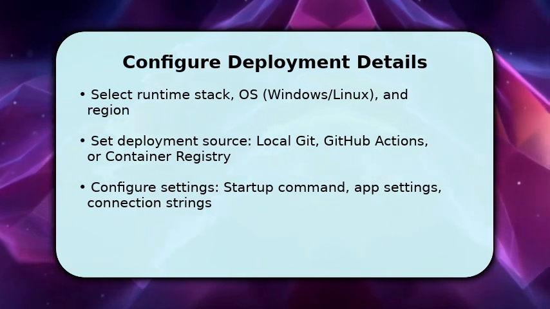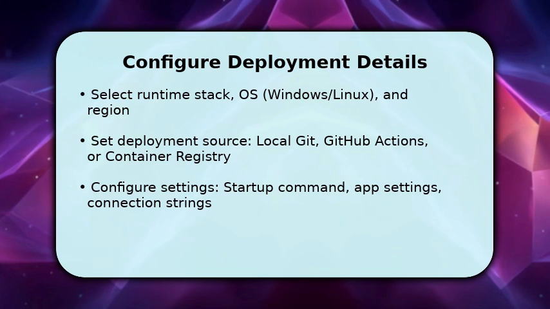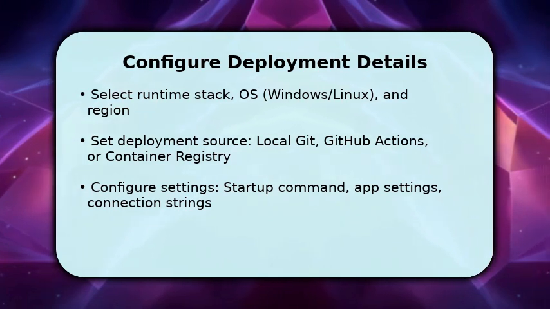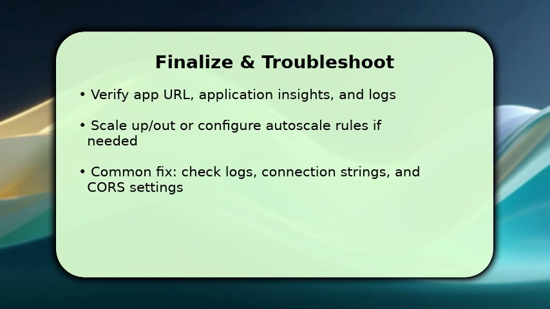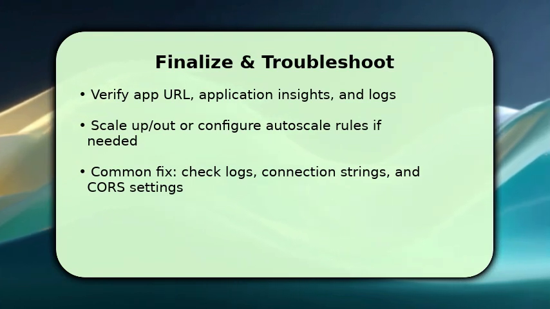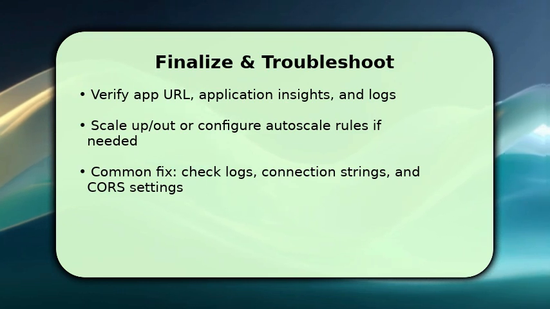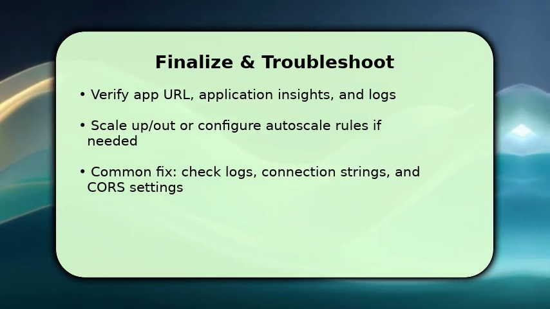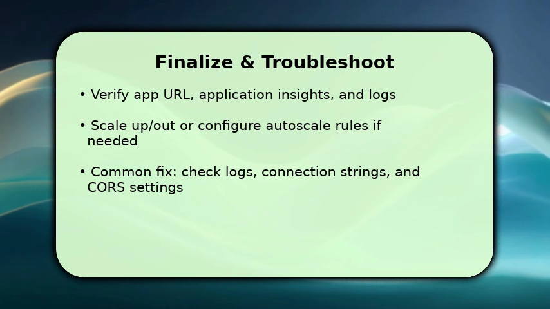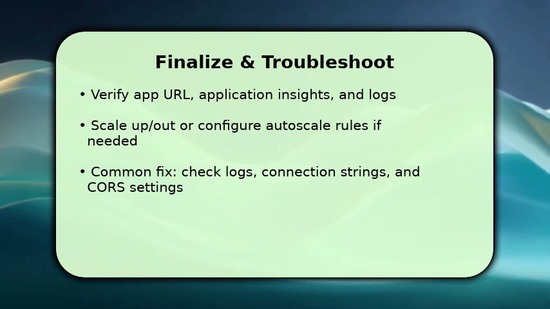Finish by validating the live site using the provided app URL and enable Application Insights for telemetry. Test endpoints and background jobs, and then adjust scaling. Either vertically change plan size or add instances with auto-scale rules. Make sure SSL is enabled and custom domains are bound if required.